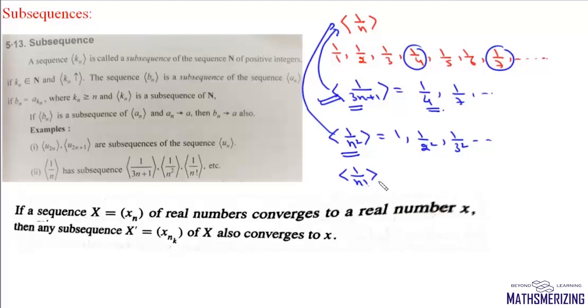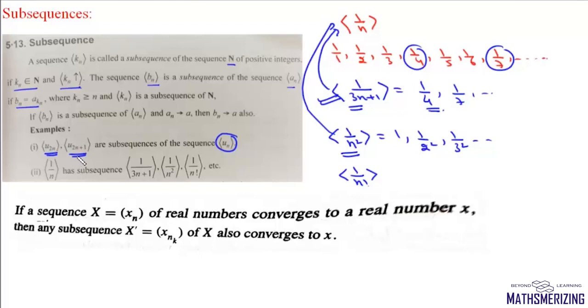Now classical definition of subsequence is, a sequence kn is called a subsequence of sequence n of positive integers if kn belongs to n and kn is increasing. The sequence bn is a subsequence of sequence an if bn equals akn, where kn is greater than or equal to n and kn is a subsequence of n. So for any sequence un, this subsequence u2n, it represents subsequence of even terms, and this sequence u2n plus 1, it will represent subsequence of odd terms.